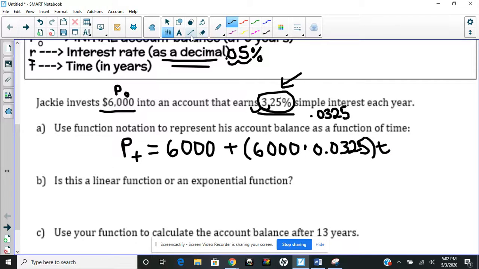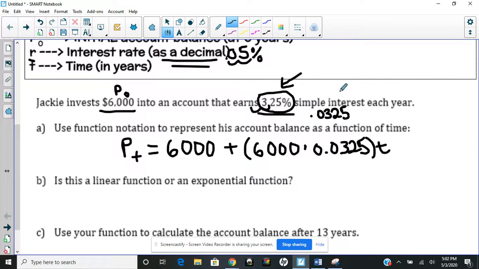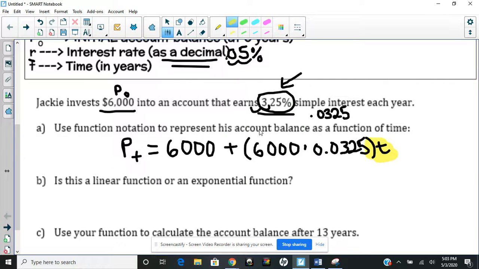So if I look at this t, I'm going to just use my highlighter tool real quick. If it loads. Okay. My t right here is at the exact same level of these numbers. So it's at the same level. That means that it's going to be a linear equation or a linear function, because you're taking a value and you're doing a number times t.